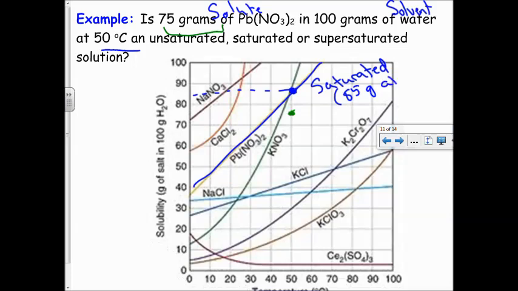85 grams at... Do we have 85 grams? Nope. So are we unsaturated, saturated, or supersaturated? We're unsaturated. We're below the line. So this is going to be unsaturated. Sorry, my spelling sucks. We're unsaturated.